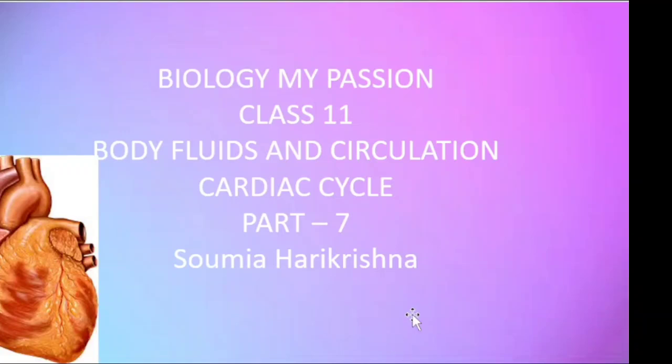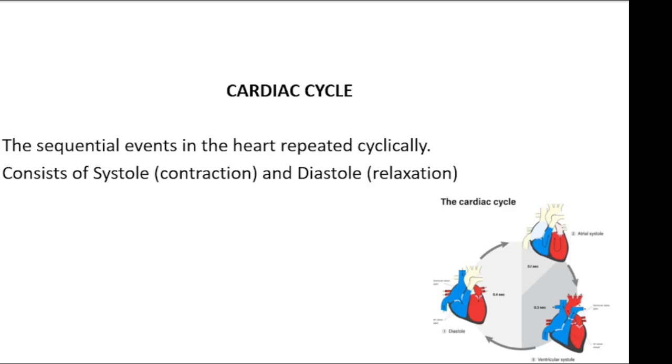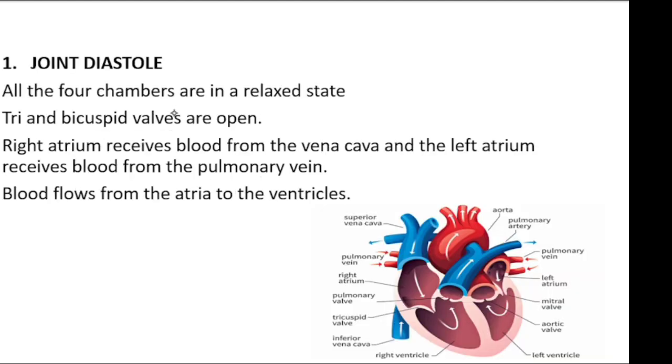I am Soumya Harikrishna. Today we will continue the chapter Body Fluids and Circulation, and we are dealing with a 5 mark question, cardiac cycle. Cardiac cycle you have learned in class 10 as well, but here we are going little more in detail. What is cardiac cycle? The sequential events in the heart which are cyclically repeated constitute cardiac cycle. It consists of systole and diastole. Systole means contraction, diastole means relaxation of both the atria and ventricles.